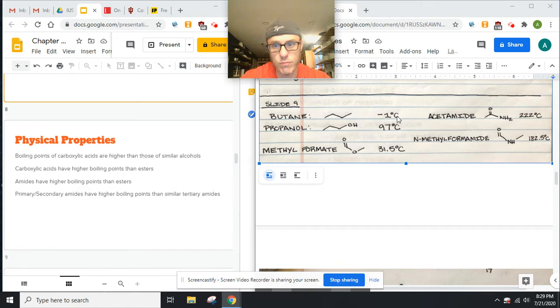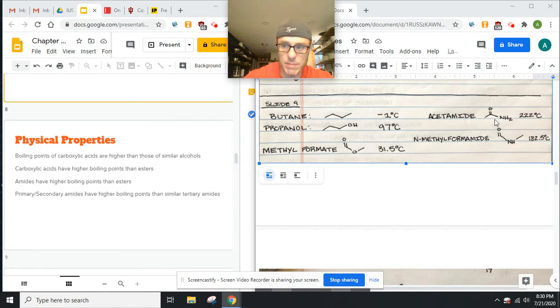So butane, boiling point of -1 Celsius, lowest, easy. So here's propanol. All right, so you can see this has 4 carbons. This has 3 carbons and an oxygen. So 4 things that are not hydrogen. Boils at 97 Celsius, pretty high. When we get to methyl formate, it's higher than the alkane for sure.